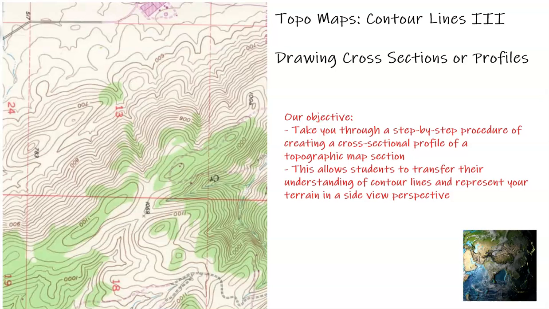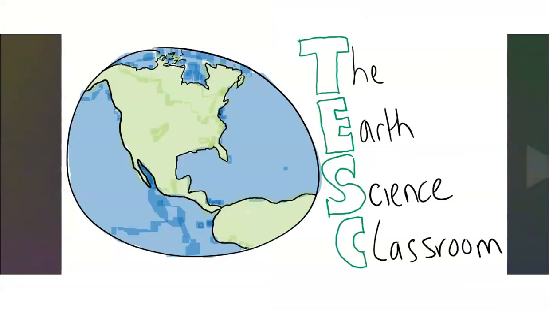Now, this could be a lab, this could be just in general with any kind of contour line map or topographic map. So you can take a section and convert that two-dimensional or three-dimensional contour map into a side view perspective, which is called a cross-sectional profile.